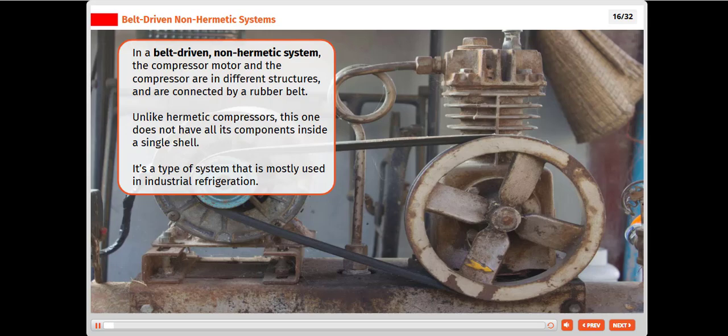In a belt-driven, non-hermetic system, the compressor motor and the compressor are in different structures and are connected by a rubber belt. Unlike hermetic compressors, this one does not have all its components inside a single shell. It's a type of system that is mostly used in industrial refrigeration.